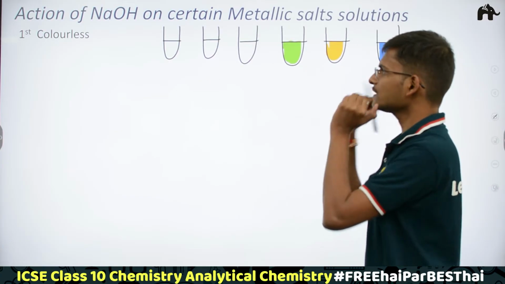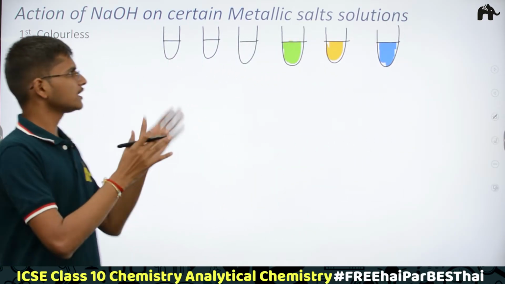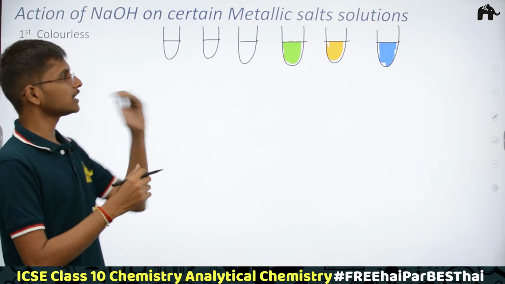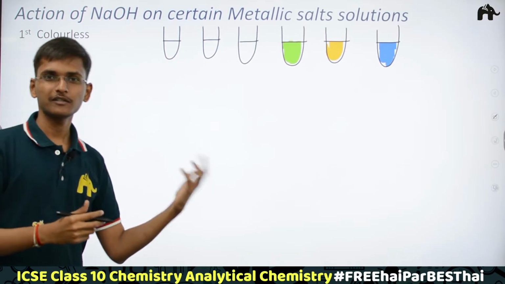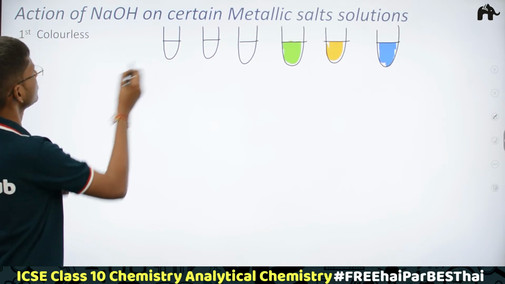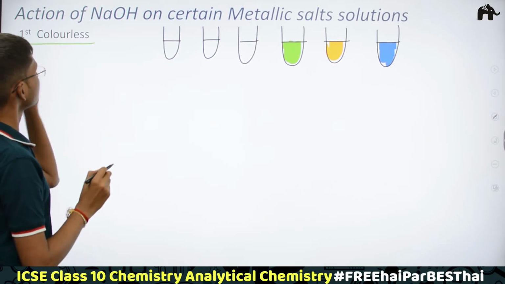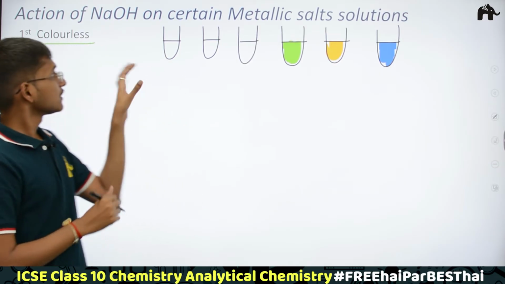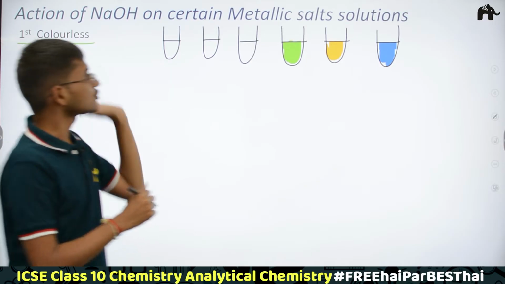Now I am going to start with the colorless solutions. Let's not move into the colored ones yet. First let's start with the colorless one. Let's keep the enjoyment for the last; it would be easier and more interesting. So the first colorless solution I am going to take, and now let's find out which metal ion is present in this particular colorless metallic salt solution.